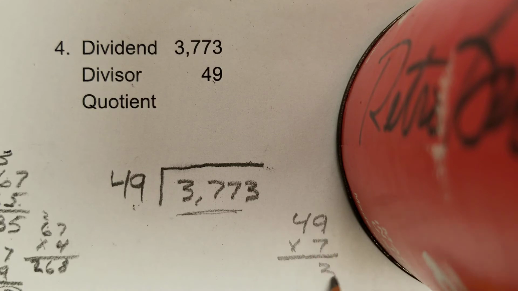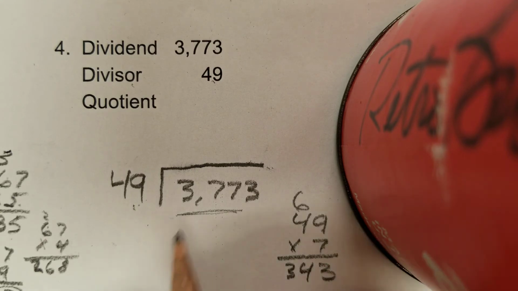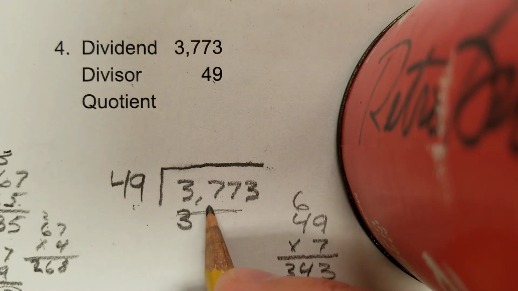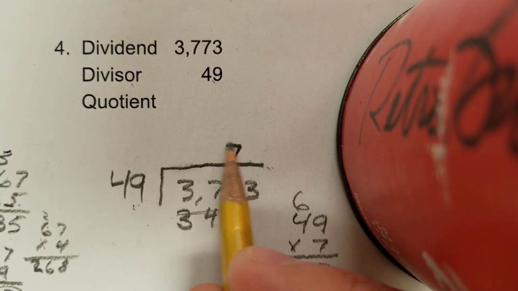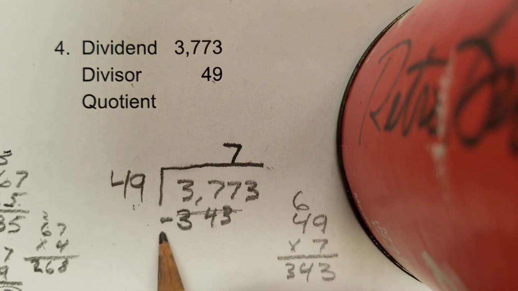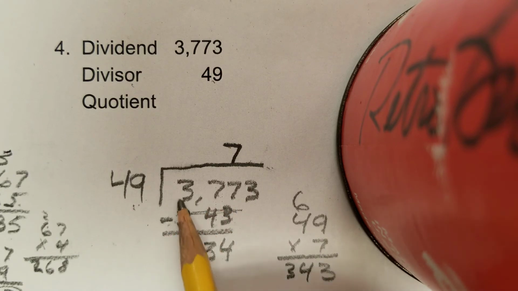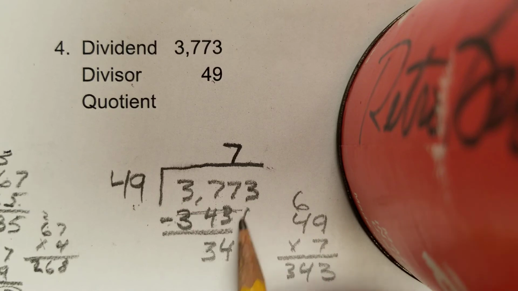9 times 7 is 63. 7 times 4 is 28, plus 6 is 34. So this is going to be 343. And I'm using it 7 times. So I'm going to subtract. 7 minus 3 is 4. 7 minus 4 is 3. 3 minus 3 is 0. I'm not even going to mess with that.